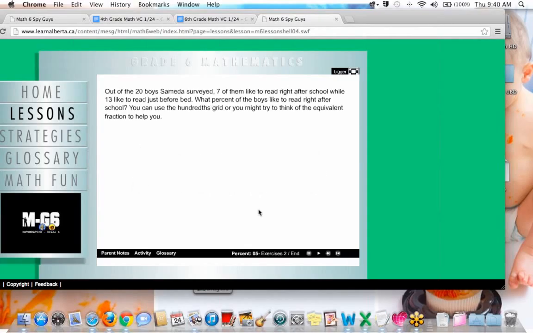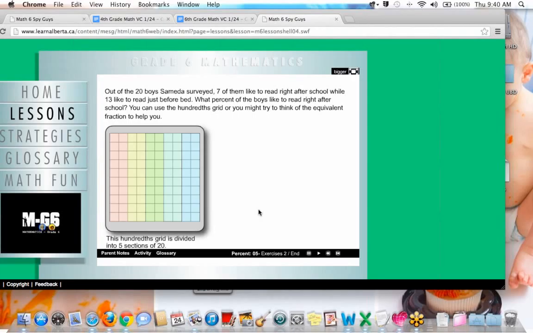Out of the 20 boys Samida surveyed, 7 of them like to read right after school, while 13 like to read just before bed. What percent of the boys like to read right after school? You can use the 100 grid, or you might try to think of the equivalent fraction to help you.